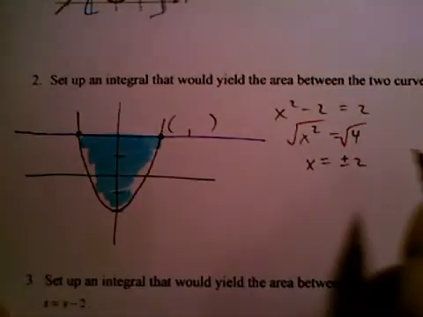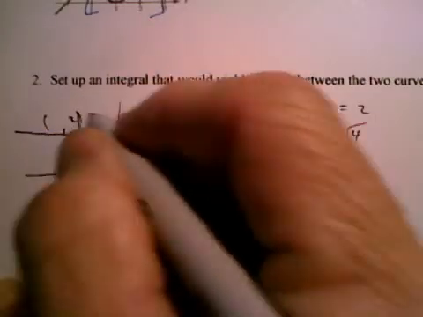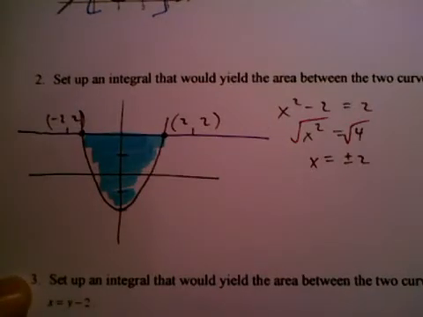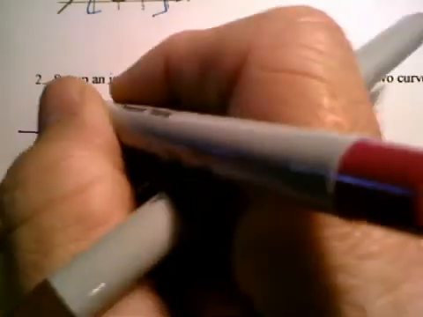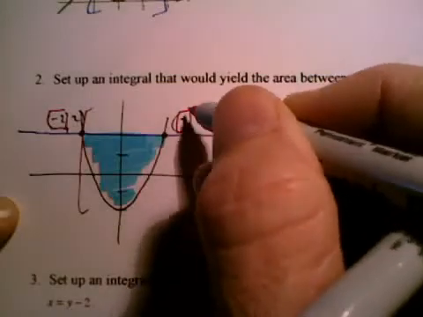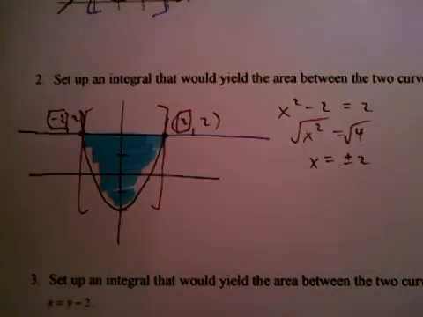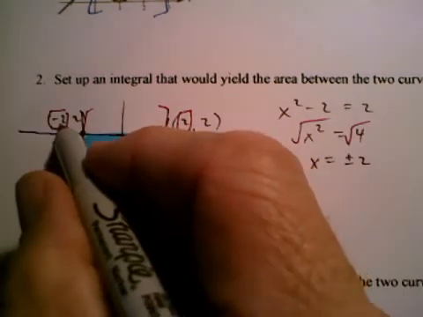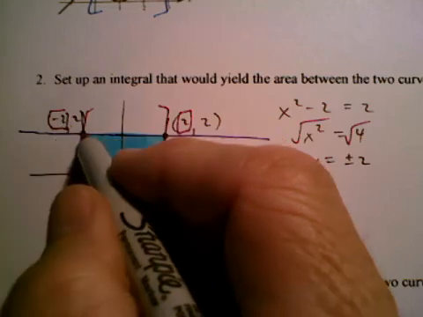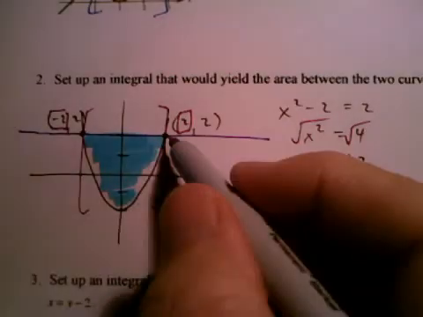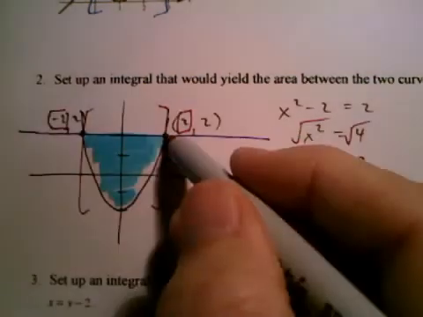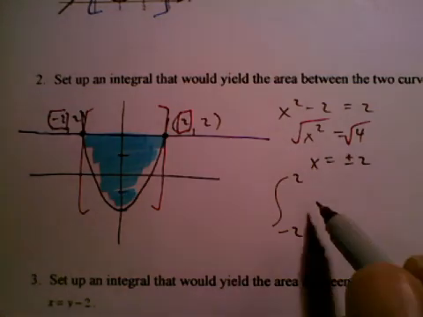The x is equal to y coordinate is 2, but the x over here is 2 and the x over there is negative 2. Okay, so we have that, and so we know our left boundary is negative 2 and our right boundary is positive 2. If we're integrating from left to right, the lower limit of integration is the x-coordinate of the left point of intersection, and the upper limit of integration is the x-coordinate of the right point of intersection. Okay, and again we have length times the width.